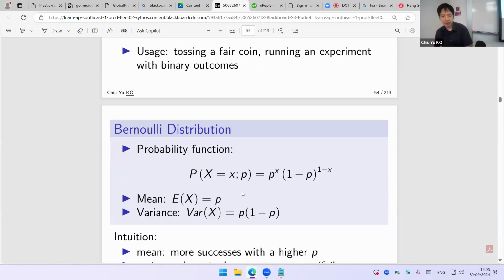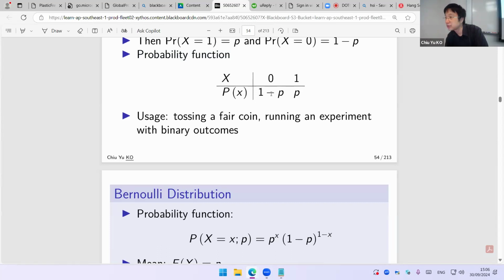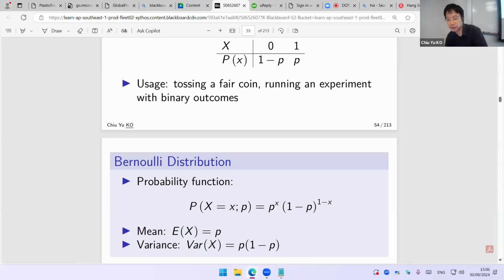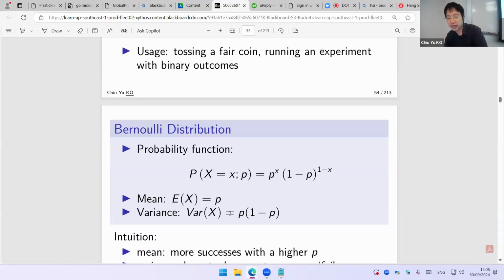Now, the mean of x is P. Why? Because this is 1 minus P times 0, plus, because how do you get expectation, right? This multiplied by this, which is 0, plus this multiplied by this, which is P. So that's why it's P. And variance, you can check. I'm not going to tell you. It's P times 1 minus P.